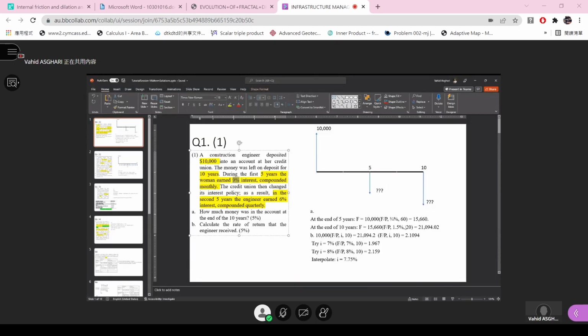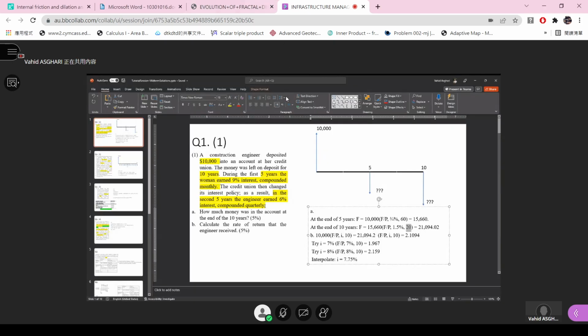Again, for the next 5 years, it will be 1.5%, but this time it will be 20 periods. Why? Because it was compounded quarterly. 5 times 4 will be equal to 20. And then you will simply look up the numbers in the provided table, and then you can easily calculate the numbers. I think the whole point of this question was for you to find these interest rates and then find the right number of periods.